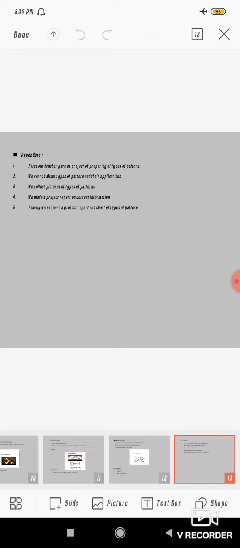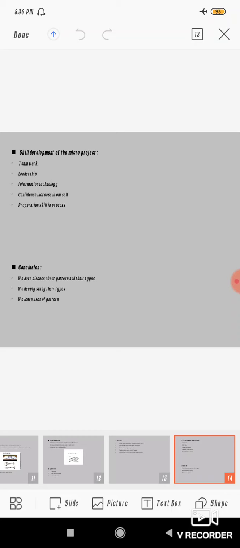Procedure: first, our teacher gave us a project of preparing types of pattern and their applications. We searched about types of pattern and their applications. We collected pictures of types of pattern. We made a project report with correct information. Finally, we prepared a project report and chart of types of pattern.